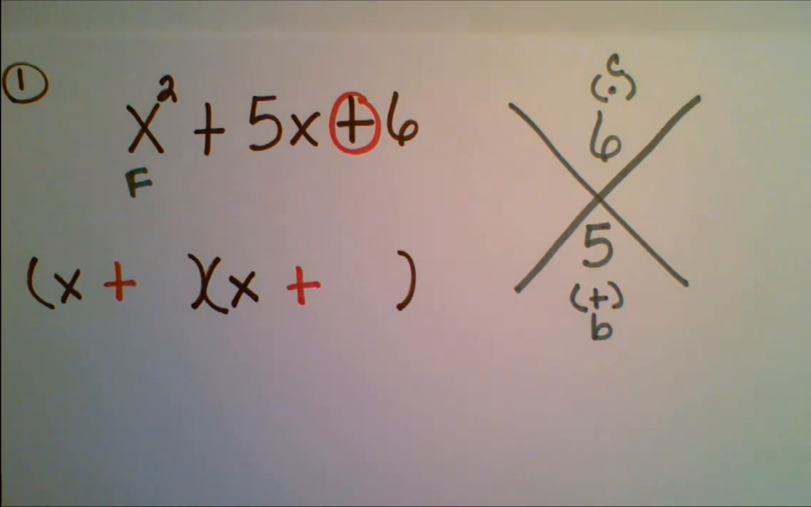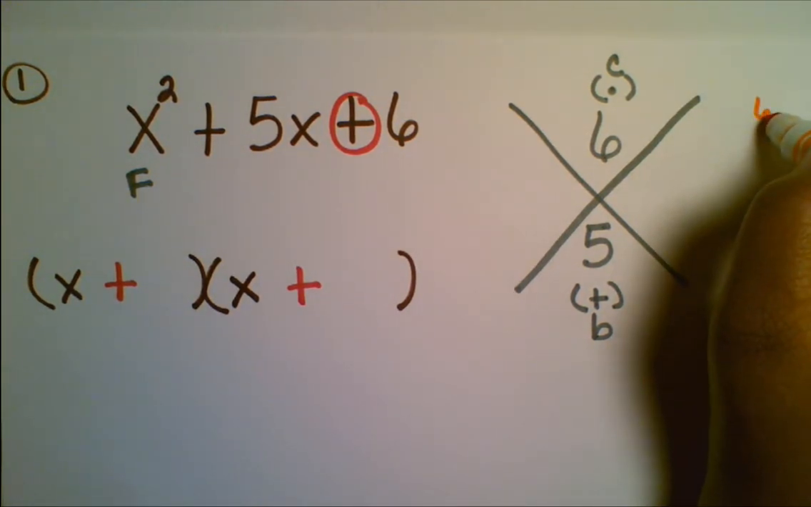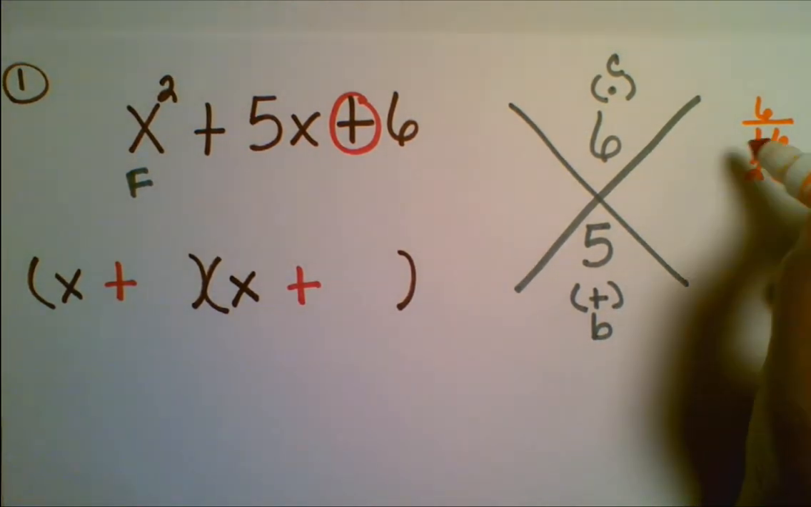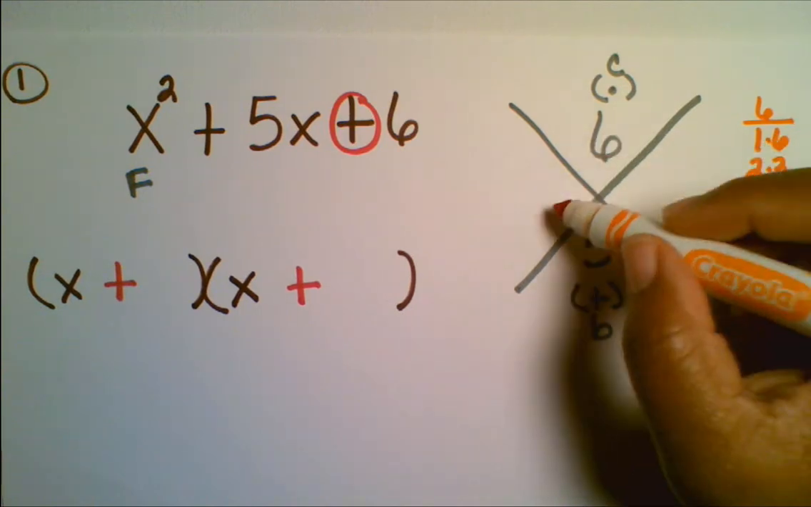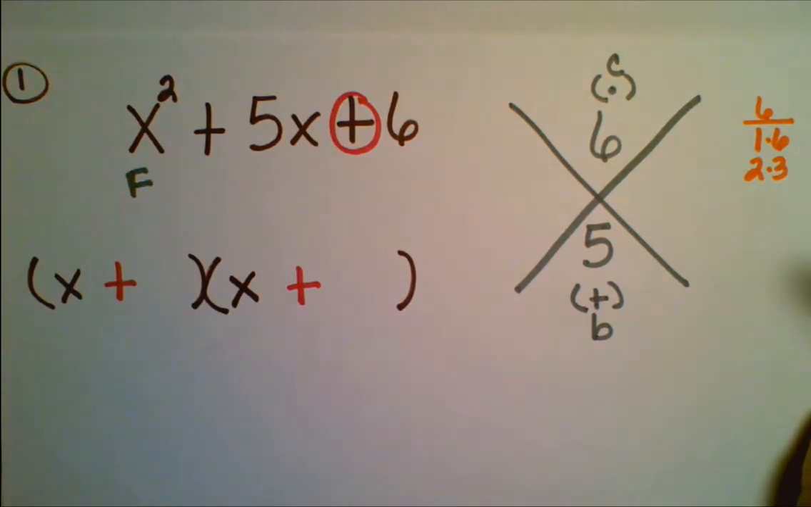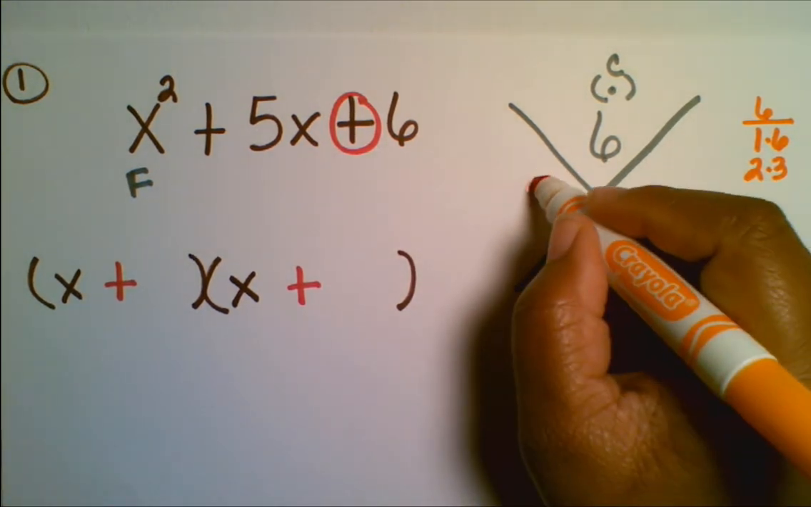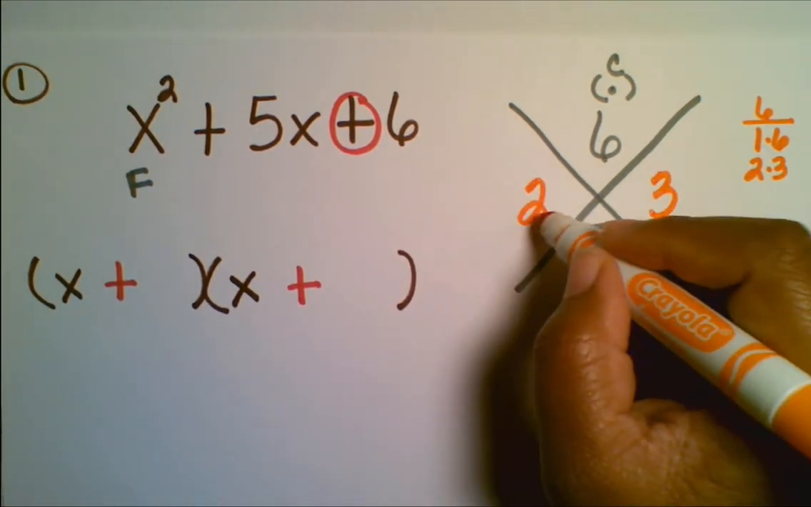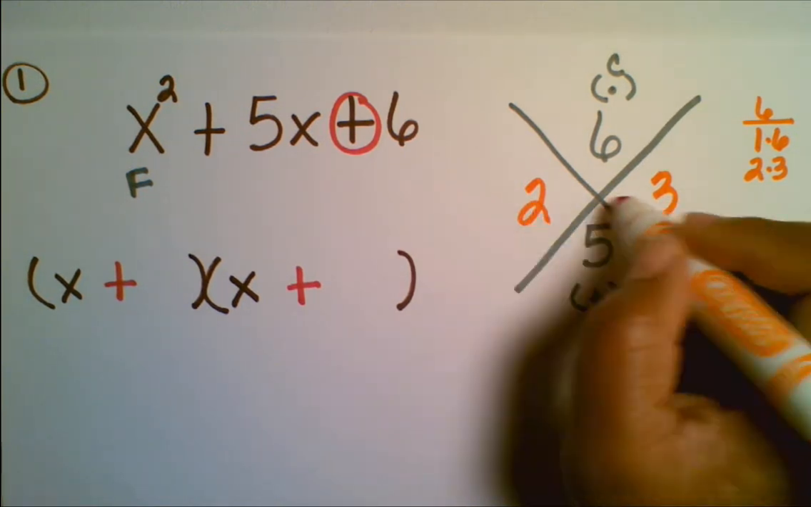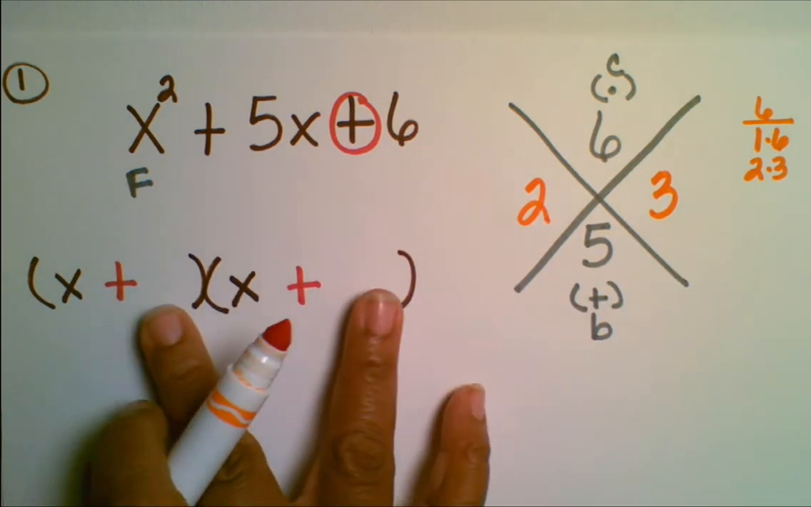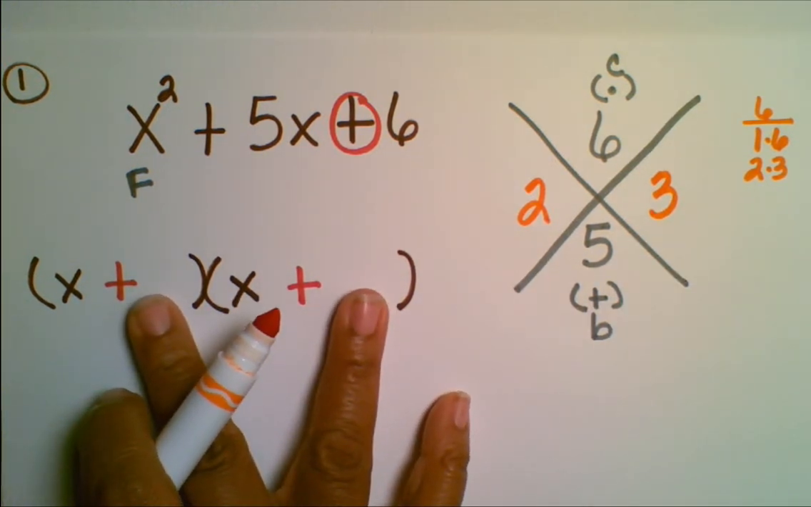So as we think about factors of 6, let's go ahead and list them. We have 1 and 6, and we have 2 and 3. Factors that, when we multiply, give us 6, but those two numbers must add to give us 5. Well, we have 2 and 3, we have 1 and 6. So when we add 2 and 3, we get 5. When we multiply 2 and 3, we have 6.